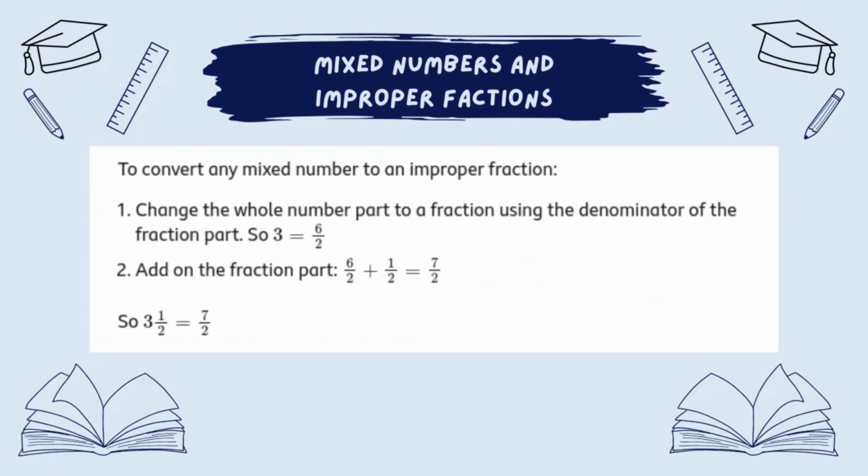To convert any mixed number to an improper fraction, change the whole number part to a fraction using the denominator of the fraction part, so 3 equals 6 over 2. Add on the fraction part, so you have 6 over 2 plus 1 over 2 gives you 7 over 2. So 3.5 equals 7 over 2.